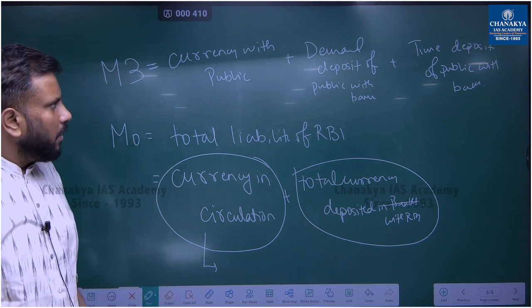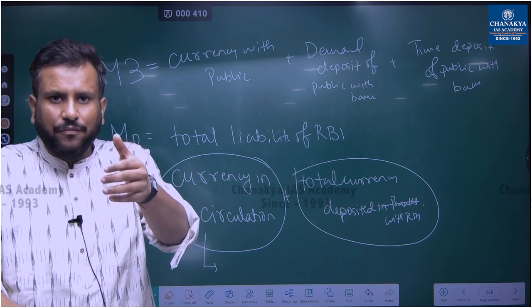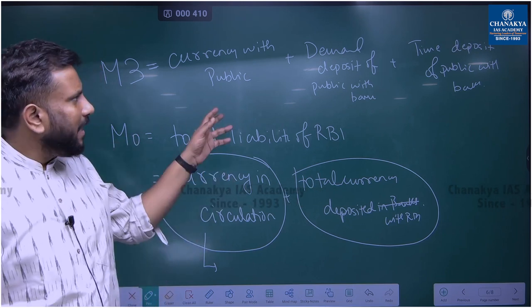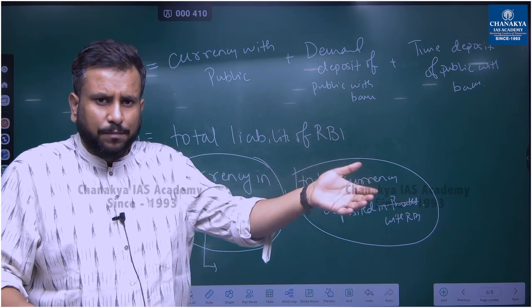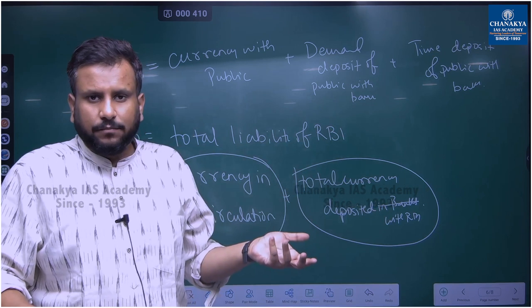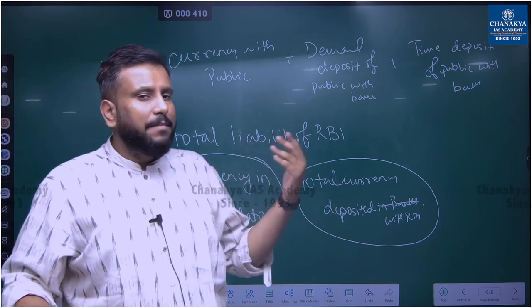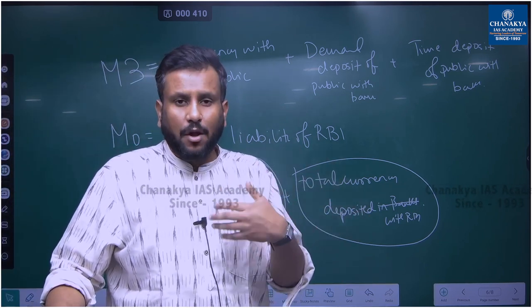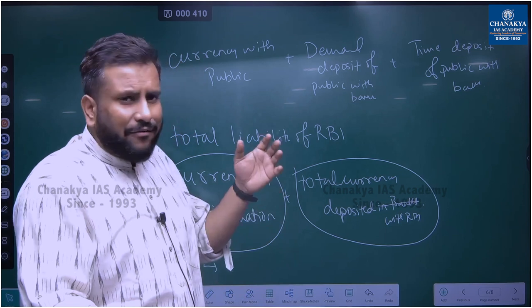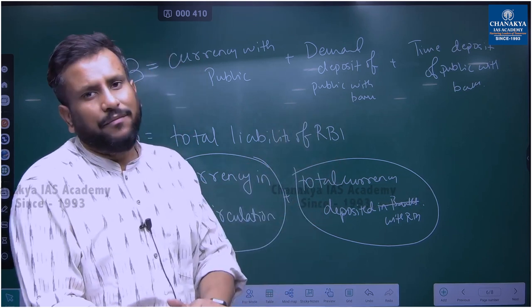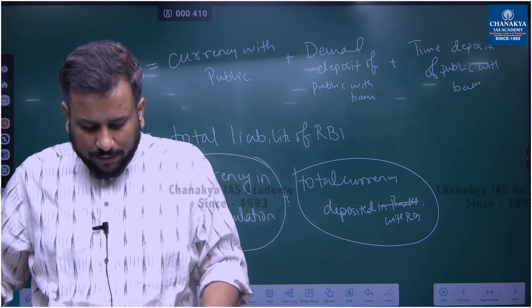So M3 is equal to currency with the public. So for example, you might have some currency, hard cash with you right now, 100 rupees, 1000 rupees. And then you might have your demand deposit. So demand deposit, that means your current account, matlab those money which you can take out anytime, right? You go to the ATM and you can take out any money. So that is a demand deposit of the public with the banks. And then you have the time deposit. Time deposit comes with the fixed deposit, which you cannot take out at any point of time. You can take it only after a particular year. So all those FDs and other things, those are known as time deposit of the public with the banks. So this is known as M3, right?